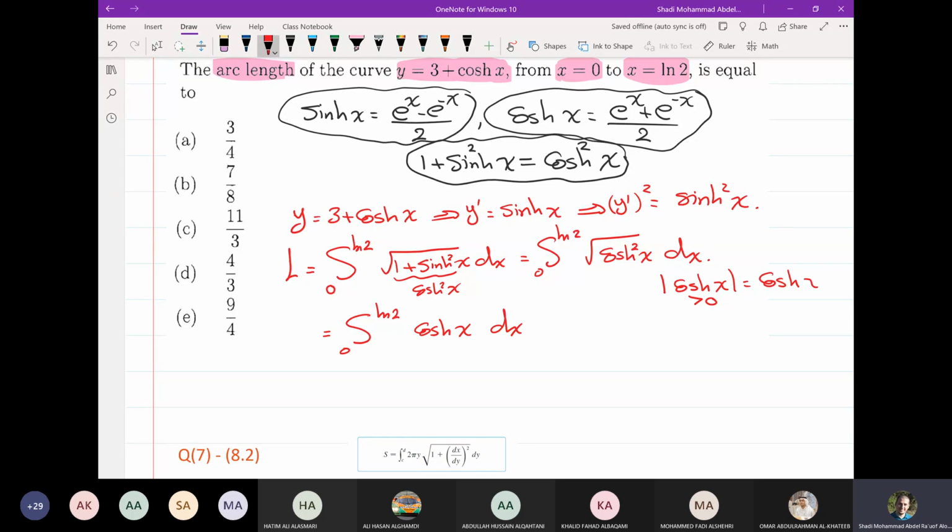What is the integral of cosine hyperbolic? It will be sine hyperbolic. Right, Hatem?